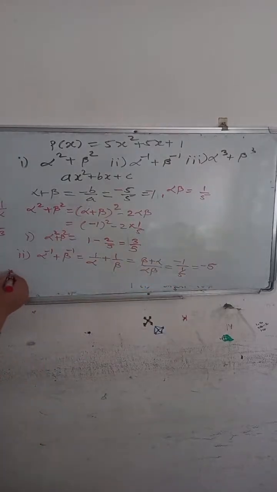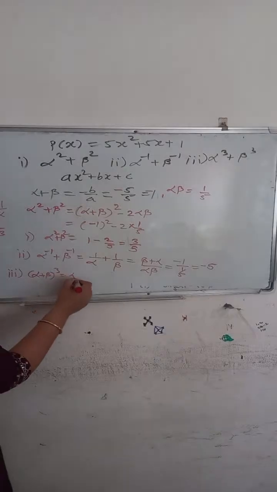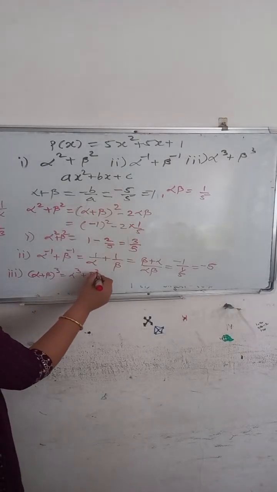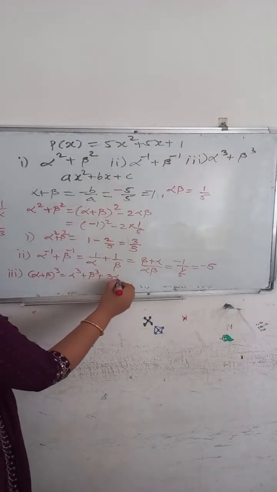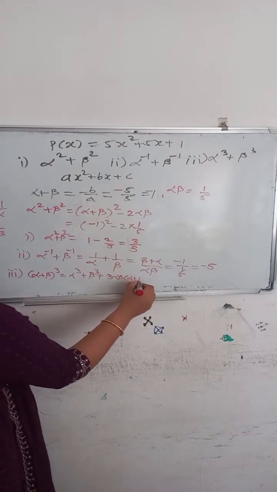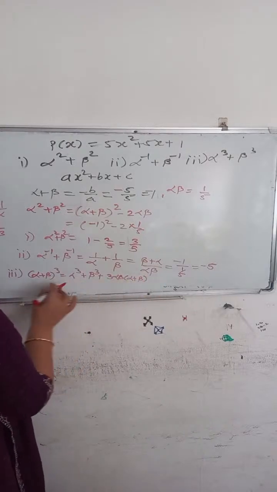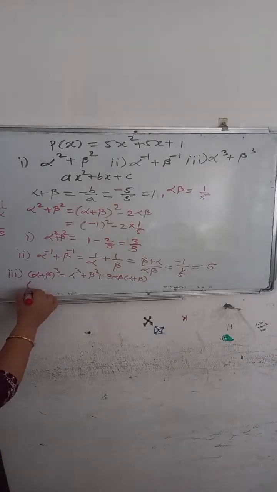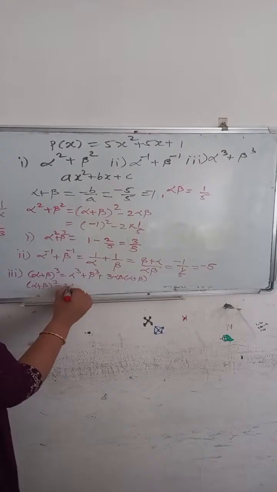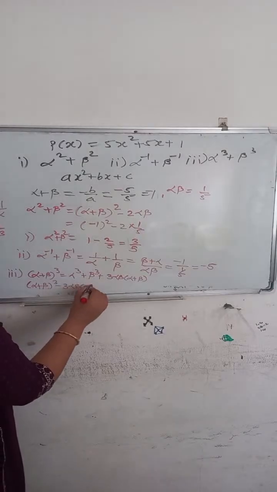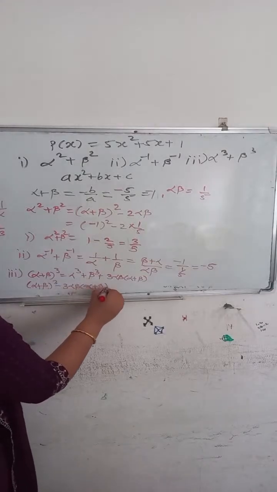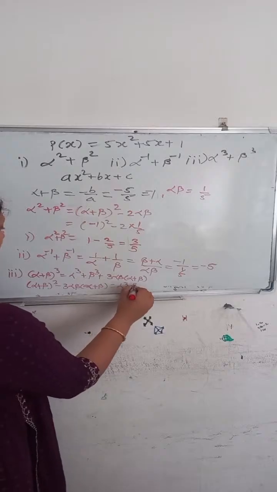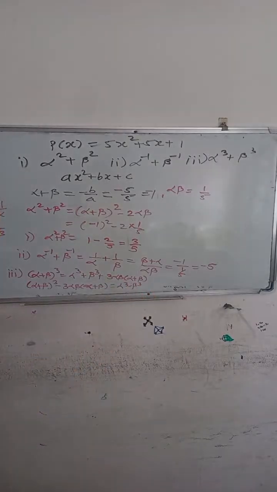Now the third bit is nothing but what? We have alpha cube plus beta cube. So again here we can write alpha cube plus beta cube as (alpha plus beta) whole cube minus 3 alpha beta times the bracket (alpha plus beta). Now substitute the values.